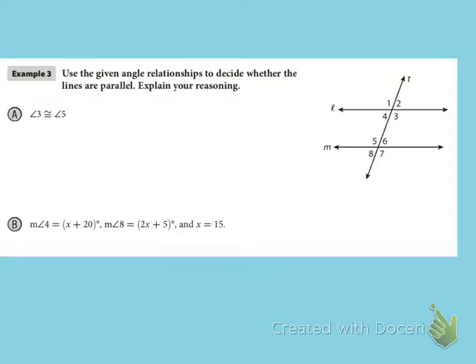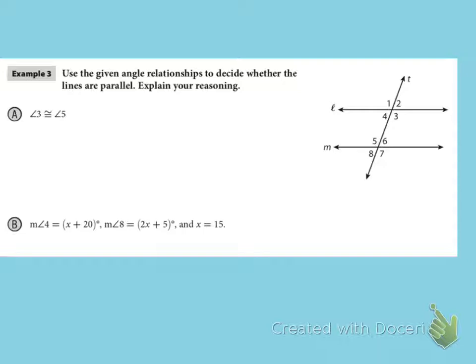So example 3 says use the given angle relationship to decide whether the lines are parallel and explain your reasoning. So now we don't know. These lines just could be really close to being parallel, almost the exact same slope or slant, but maybe they're not. And so we want to see if the evidence that is given in each part of the question is enough to support our claim that the lines are parallel.